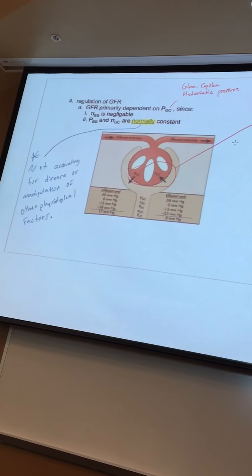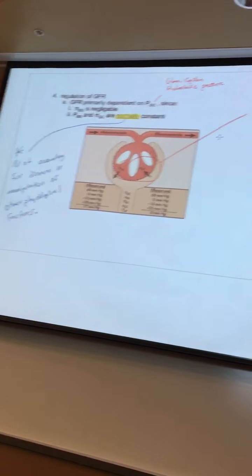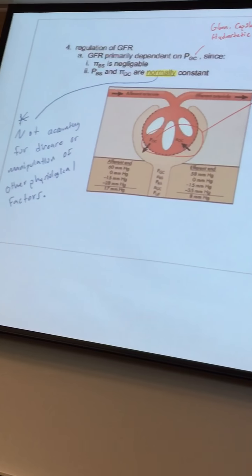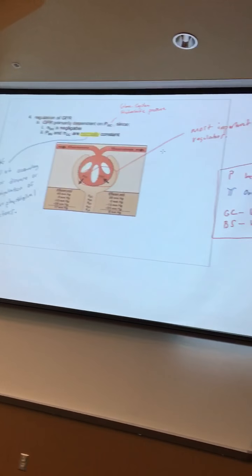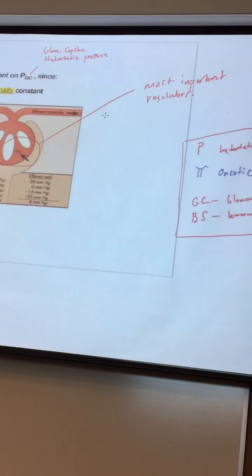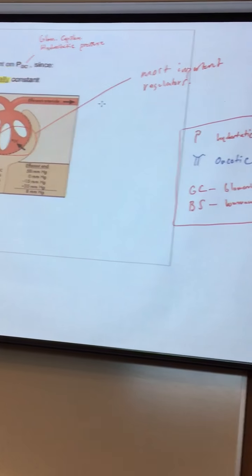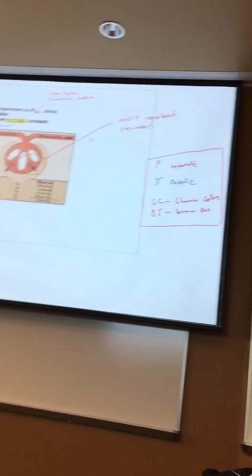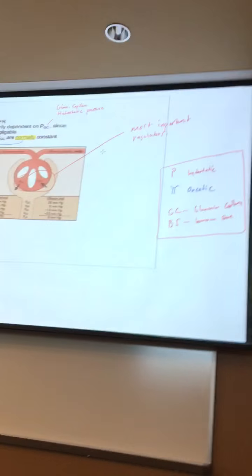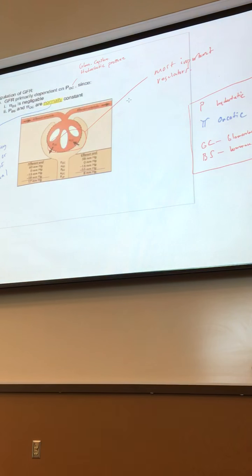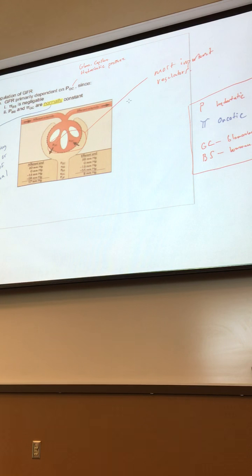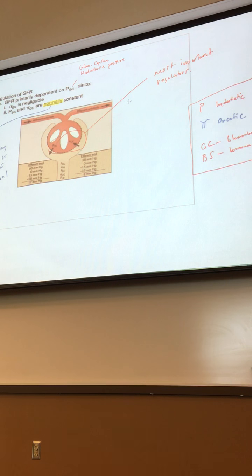Now, I highlighted that because hydrostatic pressure, which is the P, and oncotic pressure, so Bowman space hydrostatic and glomerular capillary oncotic pressure, are normally constant. The key word there is normally. It's not accounting for disease or manipulation of other physiological factors. So don't assume that just because you read that, oh, that's never going to change. It'll change if he asks a question about liver failure, for example. It will change. So people say, oh, but in the PowerPoint it remains constant. It doesn't, not if you manipulate other factors, all right?